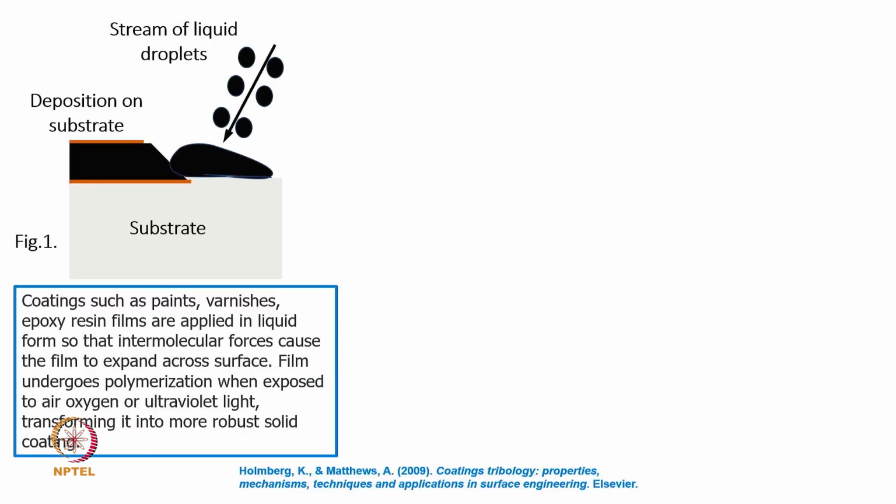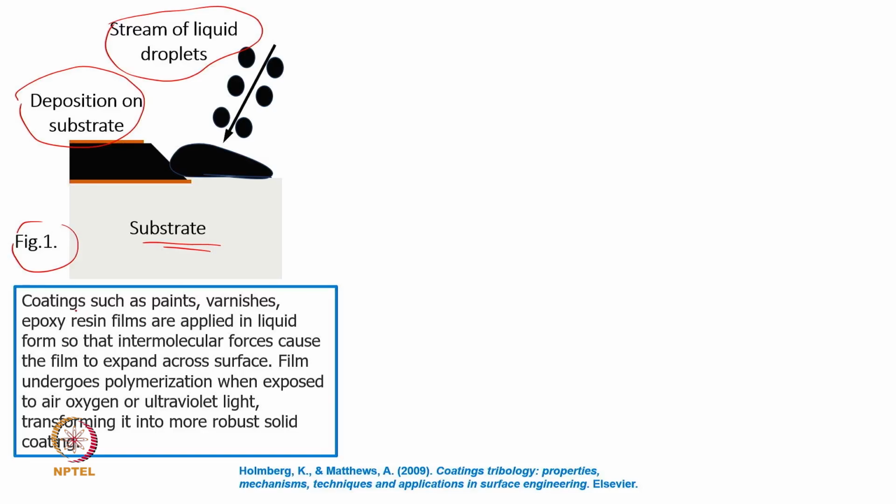Now, the easiest way to think about the coating is a painting. We know that there is a liquid we spray on the surface, and because of some sort of oxidization, some sort of polymerization, the liquid gets converted to a solid, and that has been shown here in figure 1. There is a substrate, the coating has to be done on the substrate, and if you look at that, there is a stream of liquid droplets, right. So, we are applying a liquid paint kind of thing, and with time it will get converted to the solid form, and that is one of the coatings.